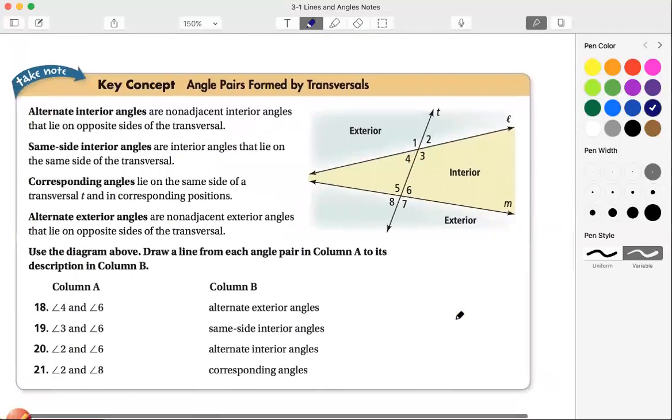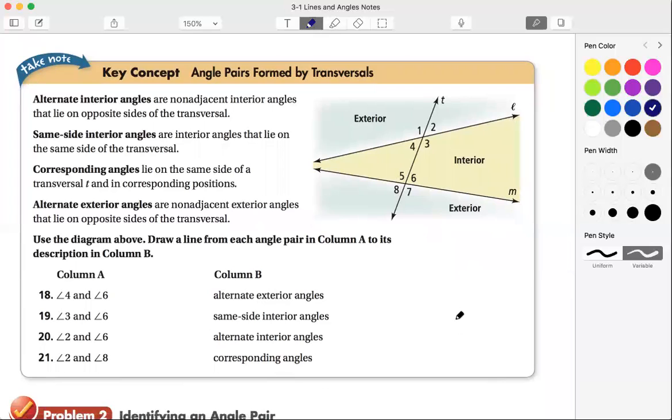All right. Now let's talk about some special angles that are formed. So we talked about parallel lines, and now we're going to talk about two lines that are cut by something called a transversal. Here we have two lines, line L and line M, and we have another line that cuts through, intersects both of these lines, and that's called a transversal.